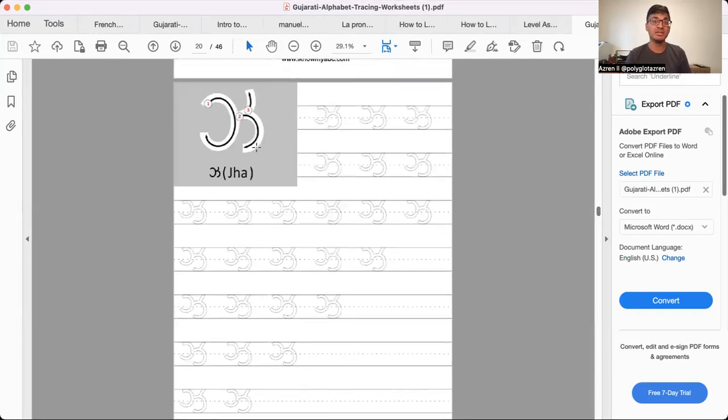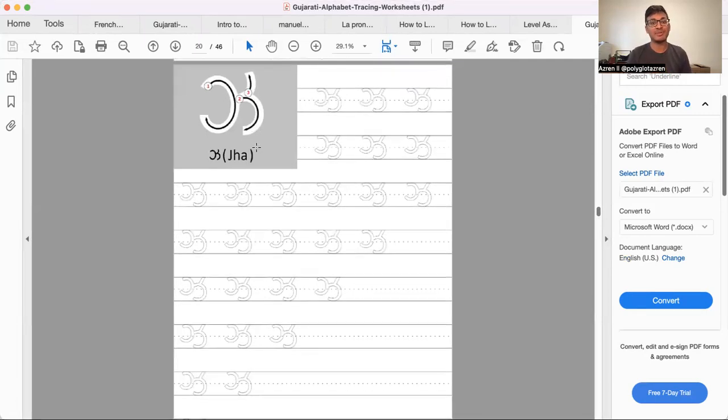Now this ja, sometimes you'll hear people pronounce it as z. They'll say that's the alphabet letter. Most of the time in my experience, when people speak, they pronounce it as ja, even though sometimes when people are teaching the alphabet, they will say it's pronounced z. But usually when we actually speak, it ends up being ja.